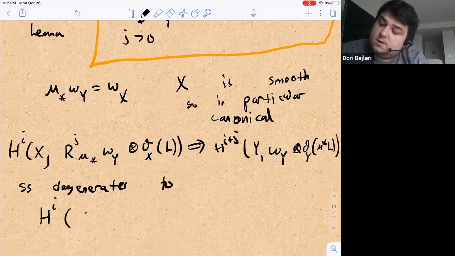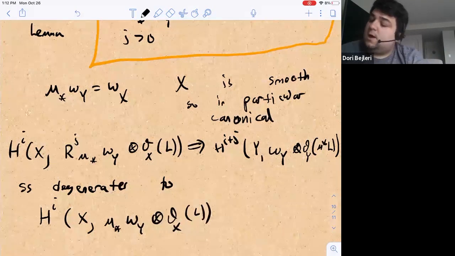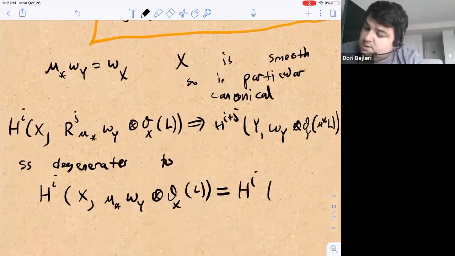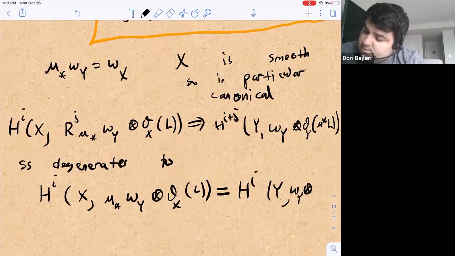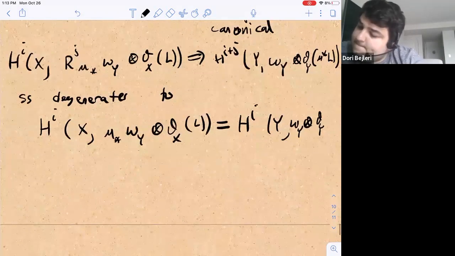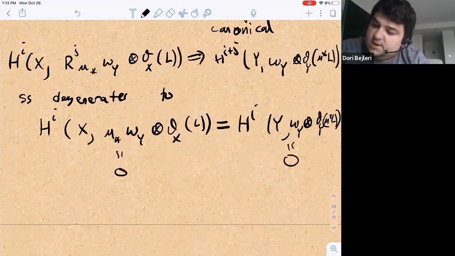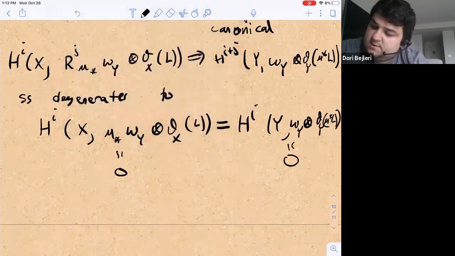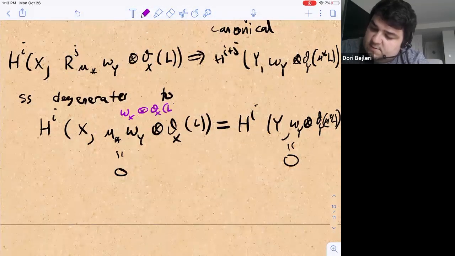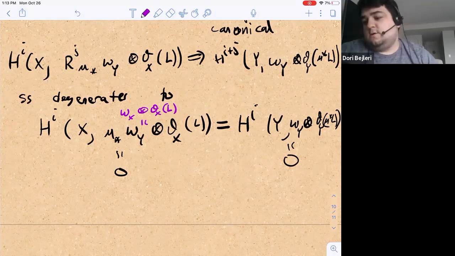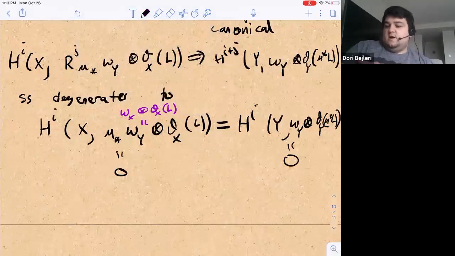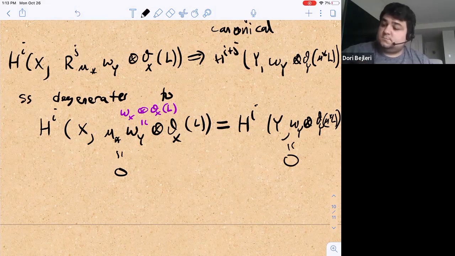to H^i on X of μ lower star ω_Y tensor O_X of L is equal to H^i on Y of ω_Y tensor the pullback, which is 0 by our previous step, and so this is 0. But by our canonical singularities observation, this is just ω_X tensor O_X of L. And so we have Kawamata-Viehweg vanishing for the L big enough. And here, of course, i is greater than 0, as in our previous step.